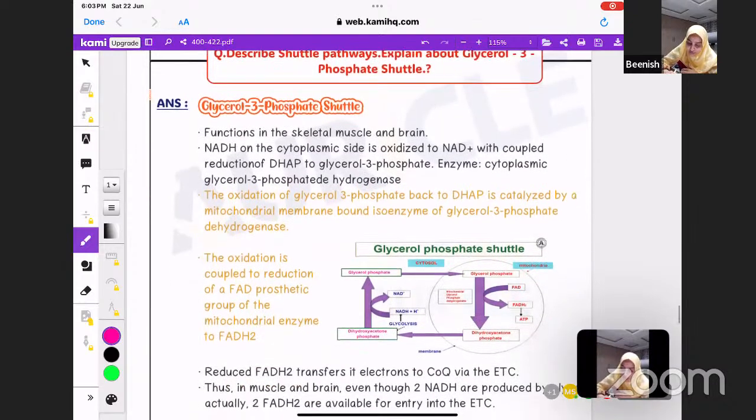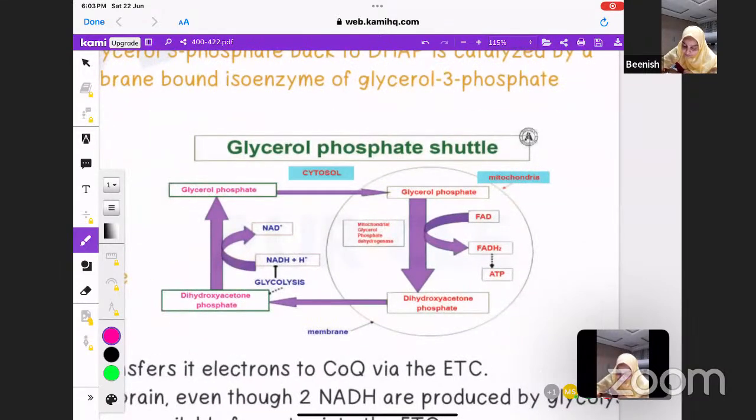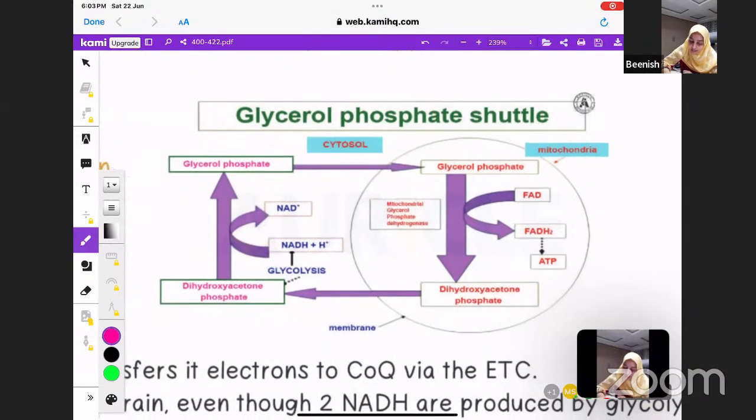Let's have a look at these shuttles. We'll be talking about the glycerol 3-phosphate shuttle now. Have a look at this diagram. What is happening here?